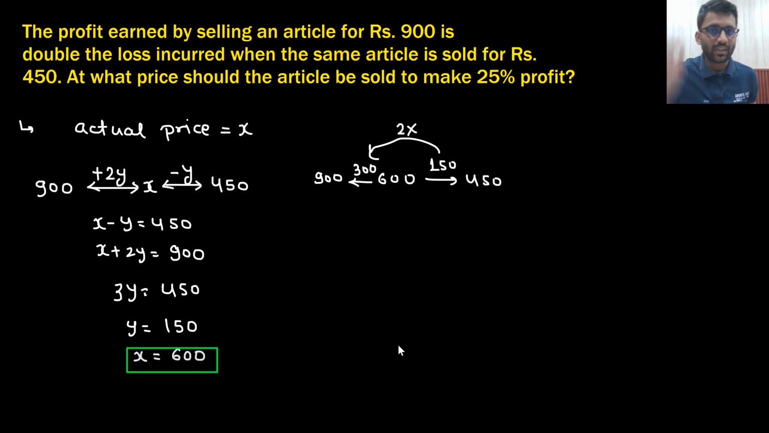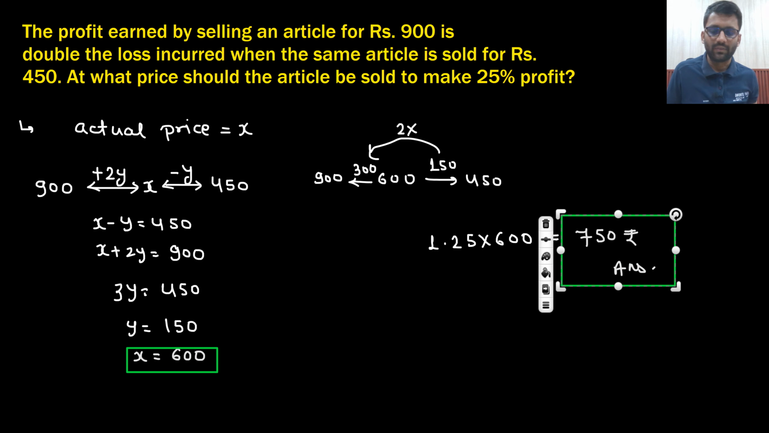Now, at what price should the article be sold to make a profit of 25%? This was the actual price, and you need to make a profit of 25%. So you have to sell it at 1.25 of 600. So 1.25 of 600 means 750 rupees. So this is the answer. Okay, 750 rupees is the answer. Well and good. So these kinds of problems are very easy.